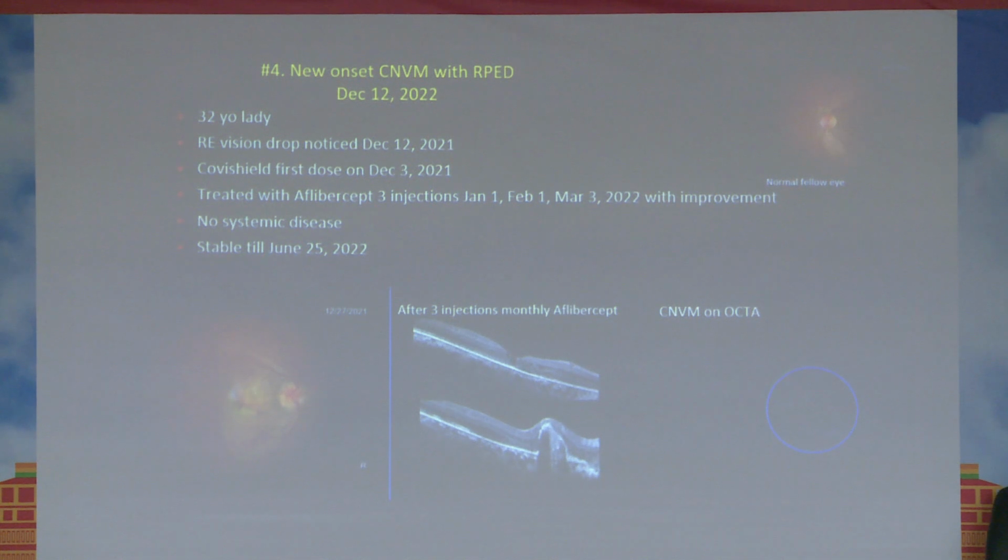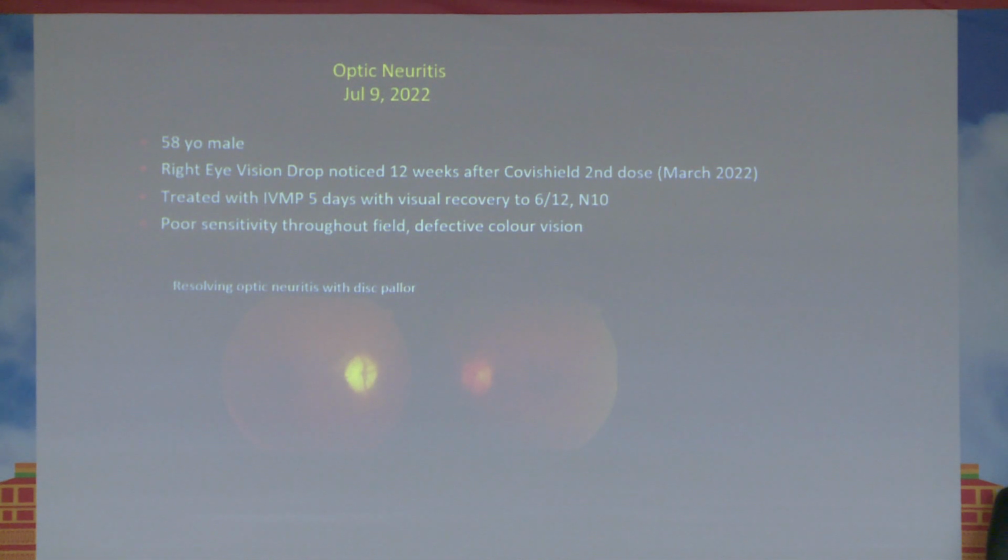This was a young lady. Within 10 days of her vaccine, she came with hemorrhagic CNVM, resolved with aflibercept. Now this male, elderly male, came with optic neuritis, which was already an old case by the time he came to us. But it started post-vaccine, already into optic atrophy by the time he came.